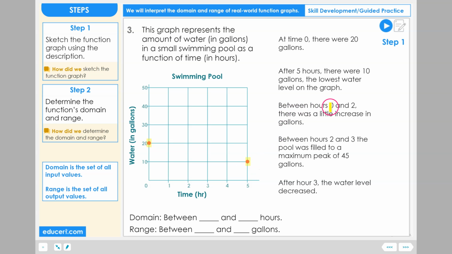Between hours 0 and 2, there was a little increase in gallons. You can draw this increase however you would like, but remember it's a little increase, so don't go up too drastically.